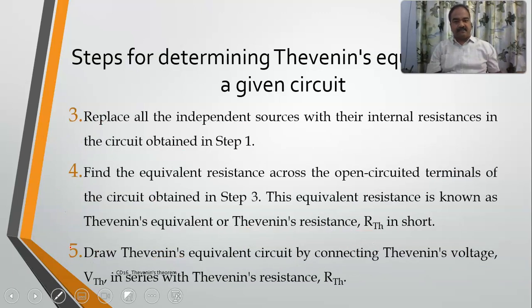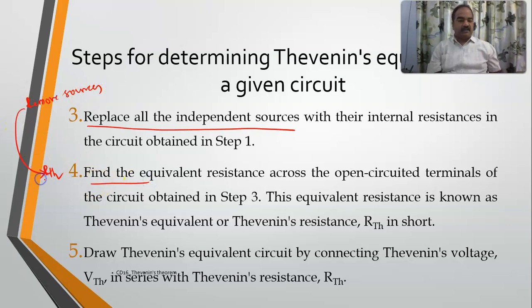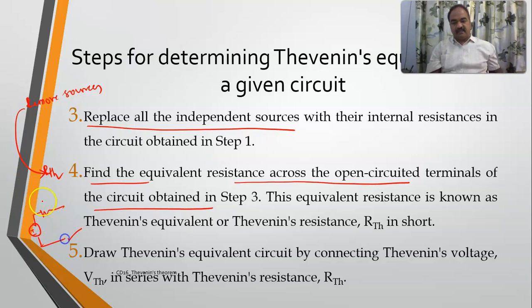The third step is you remove all the independent sources. You replace them with their internal resistances. Remove sources. And then you determine the equivalent resistance. After removing sources only, you should determine the equivalent resistance. So find the equivalent resistance across the open circuited terminals. This we call Thevenin's resistance. And finally, you draw the Thevenin's equivalent circuit. How? A VTH in series with your RTH. And from here, you can calculate the response in the load resistance.